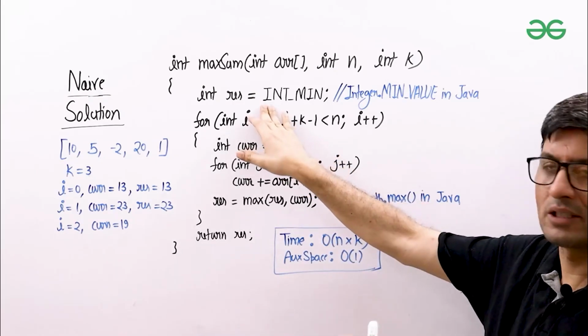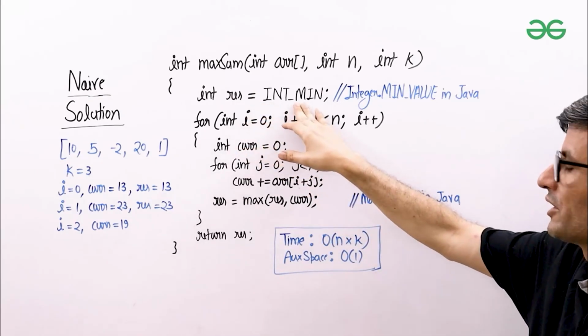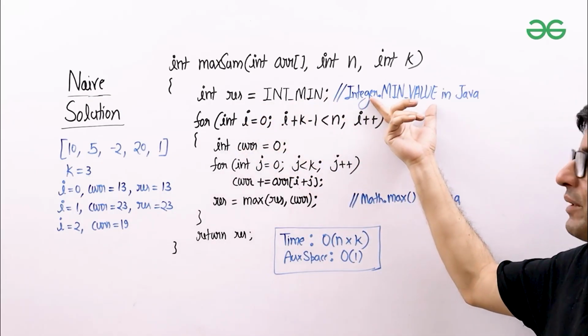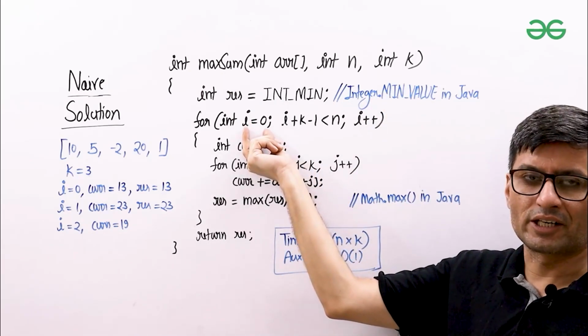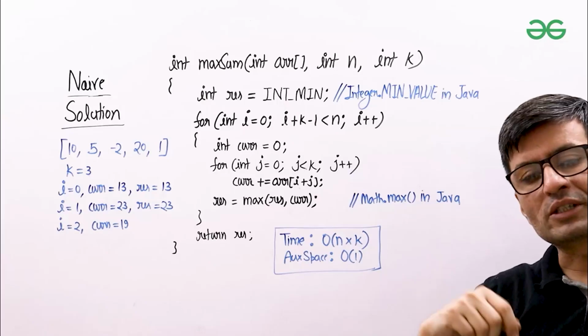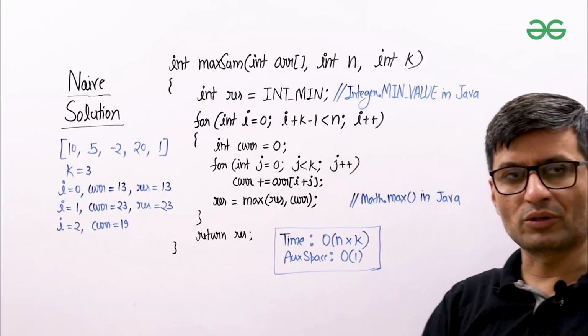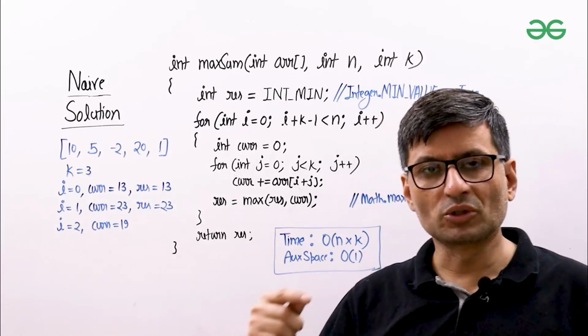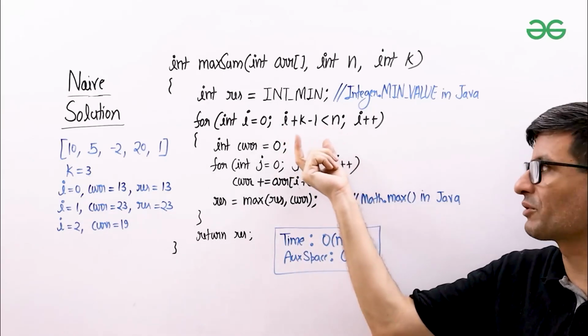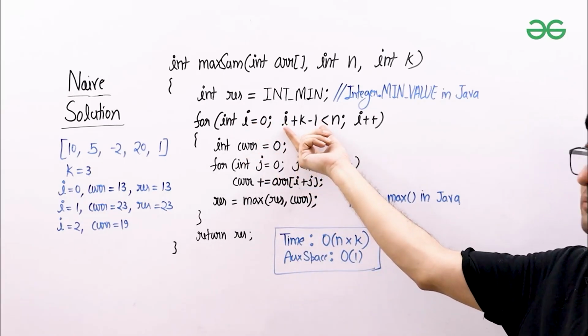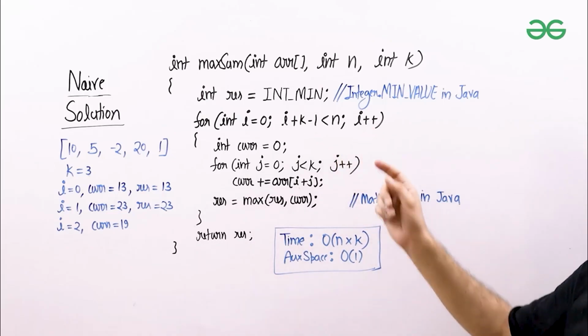We initialize our result as minus infinite, which is INT_MIN in C++ and Integer.MIN_VALUE in Java. Then we consider every index i as a starting point. See, we are going to consider i as a starting point and then we are going to consider k elements after it. So the valid ending index should be smaller than n, right? That's why we run this loop i equal to 0 and i plus k minus 1 should be smaller than n and i plus plus.